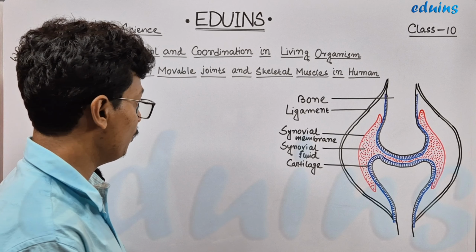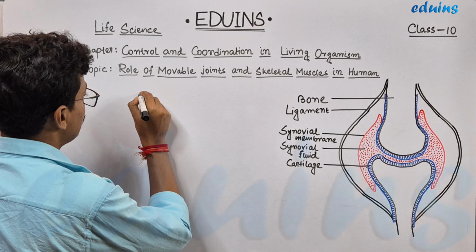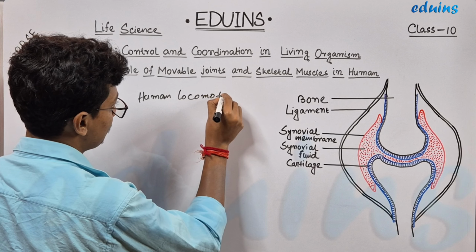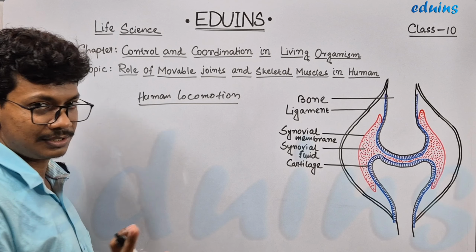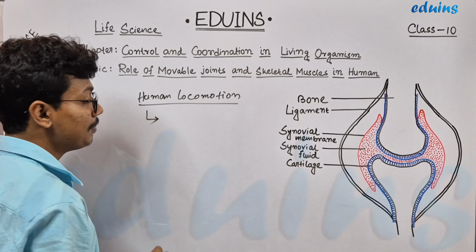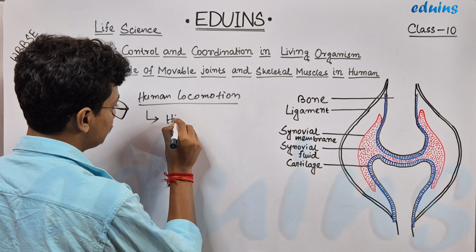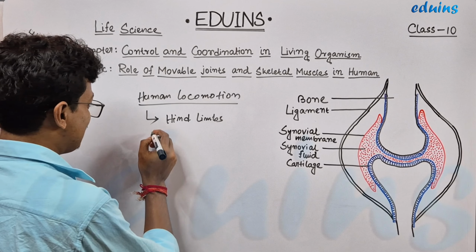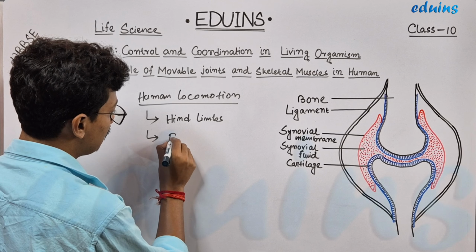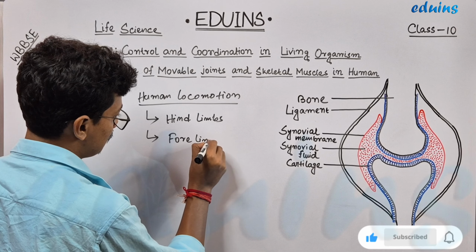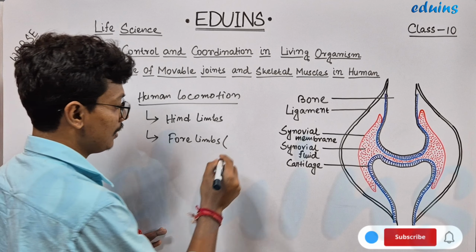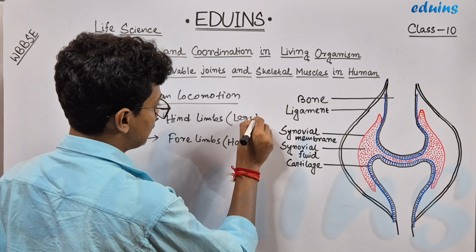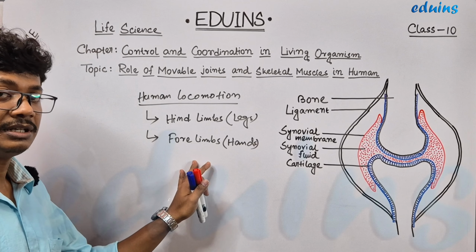So in human movement, that is human locomotion, first the important part is the hind limbs. Secondly, of course, our forelimbs. What are they? Hands. And hind limbs are legs. Their function is balancing our body.